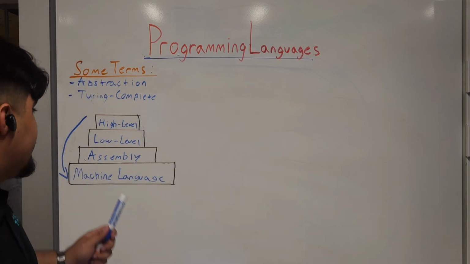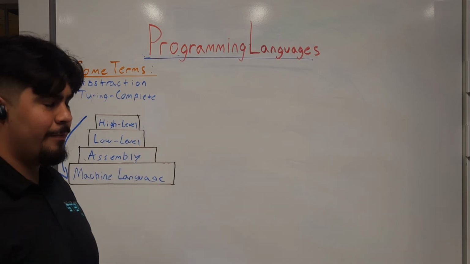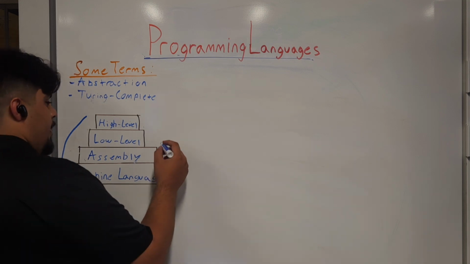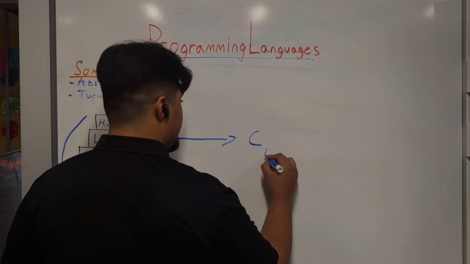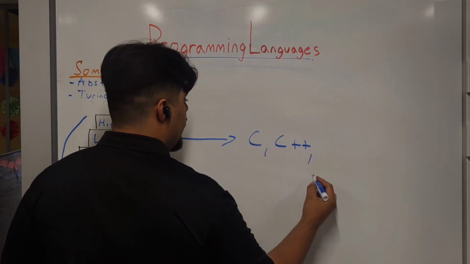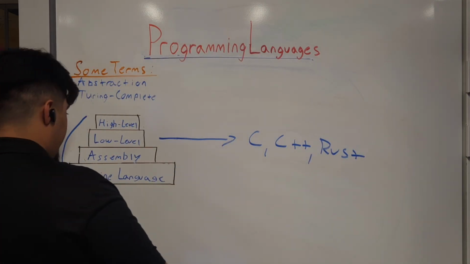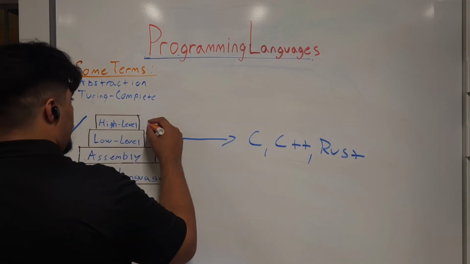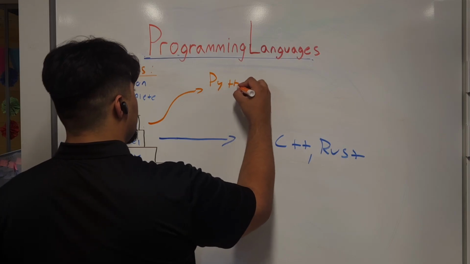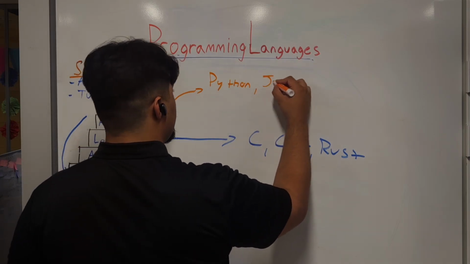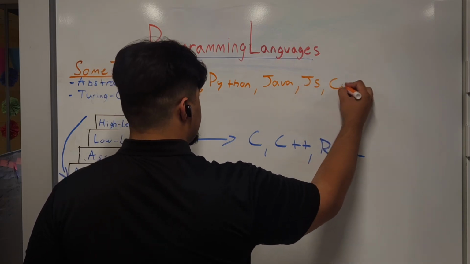I'm going to go more in depth into these two, low-level and high-level languages. You might have more familiarity with them. So some examples of low-level languages might be C, C++, Rust. And then for high-level languages are languages like Python, Java, JavaScript, C#, etc.